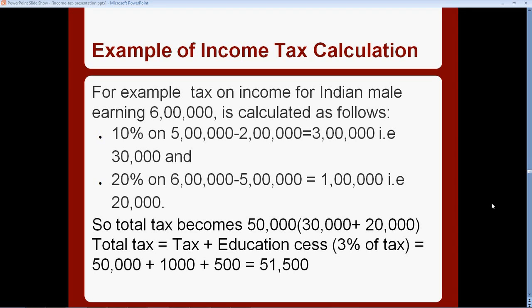So the total tax that an Indian male less than 60 years pays on earning a total income of 6 lakhs is 30,000 plus 20,000 plus 3% of the tax. Remember, it is 3% of the tax and not of the income. So the total tax becomes 50,000 plus 1,500, which is equal to 51,500.